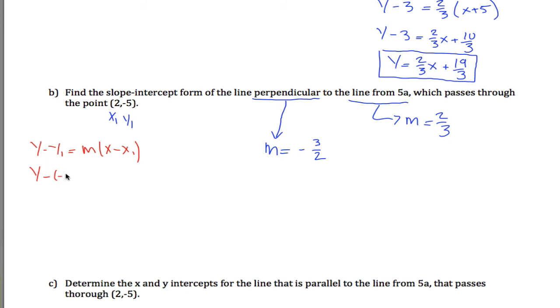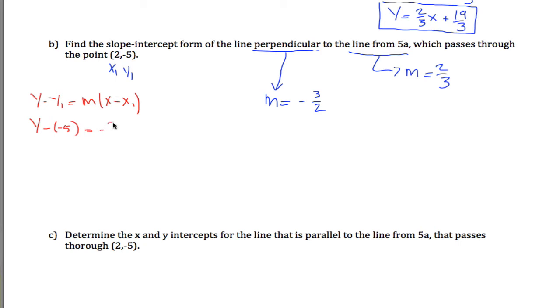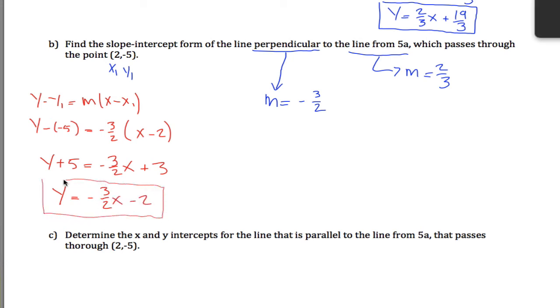y1 is -5. m is -3/2. x1 is 2. So I got y plus 5 equals -3/2 times x minus 2. -3/2 times -2 is +3. This is -2 over 1. -3 times -2 is +6. 6 over 2 is 3. Anyways, subtract 5 from both sides. Get -3/2 x minus 2. Slope-intercept form of the line described, this guy right here.